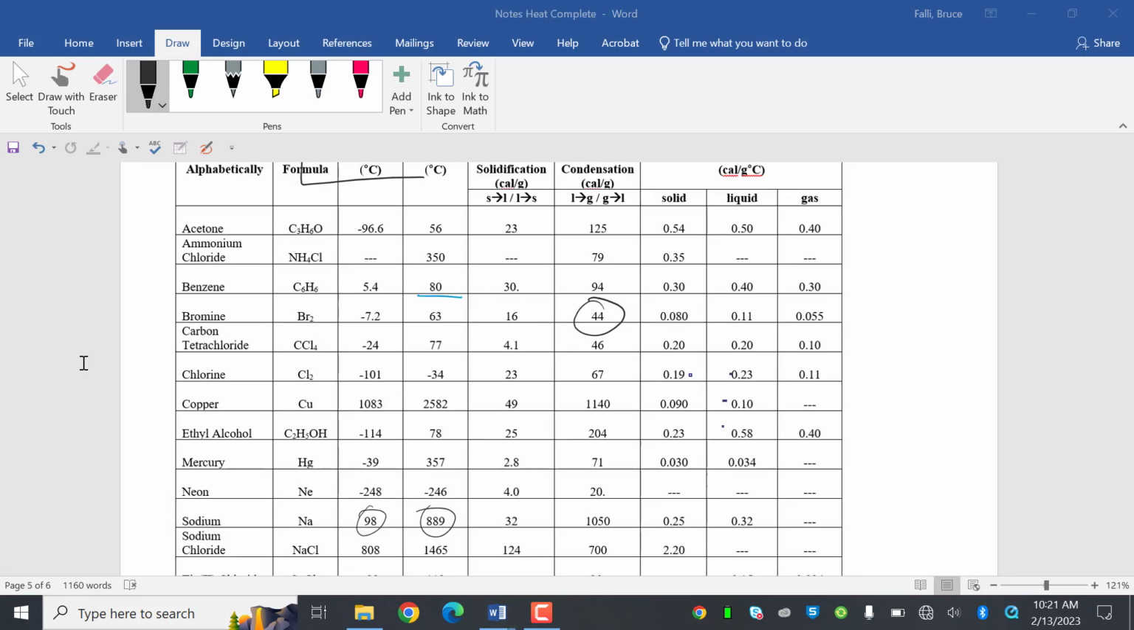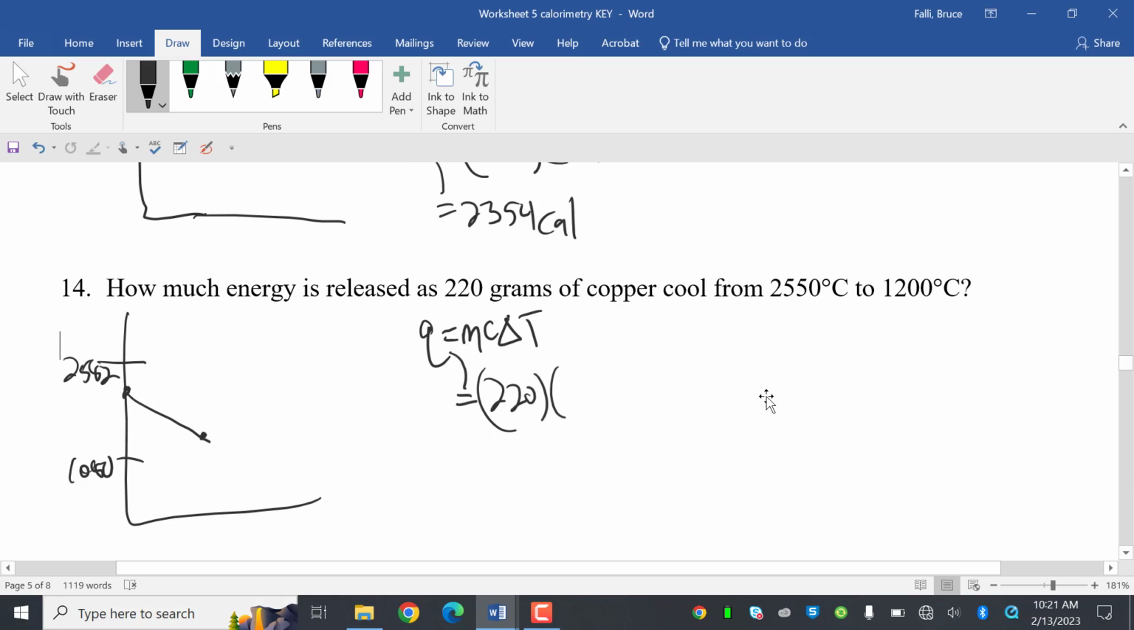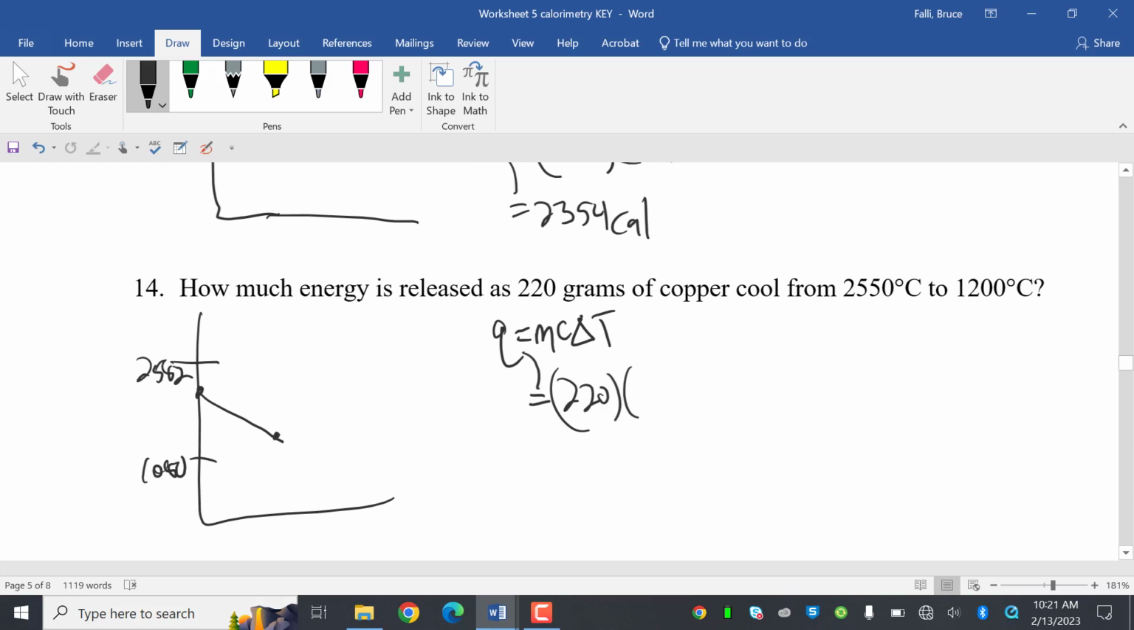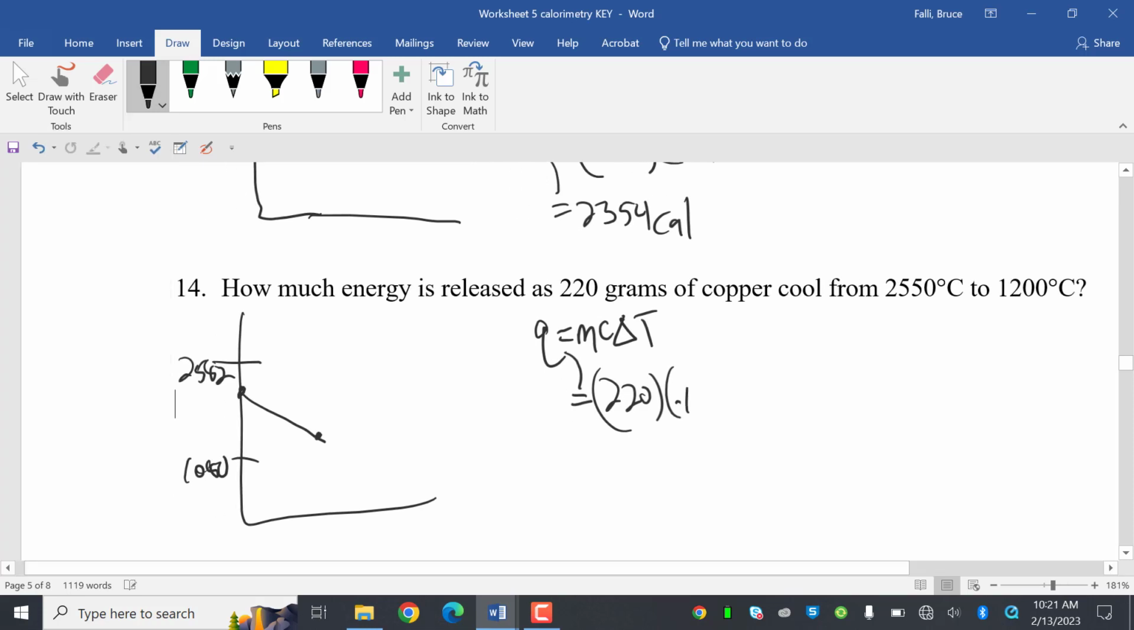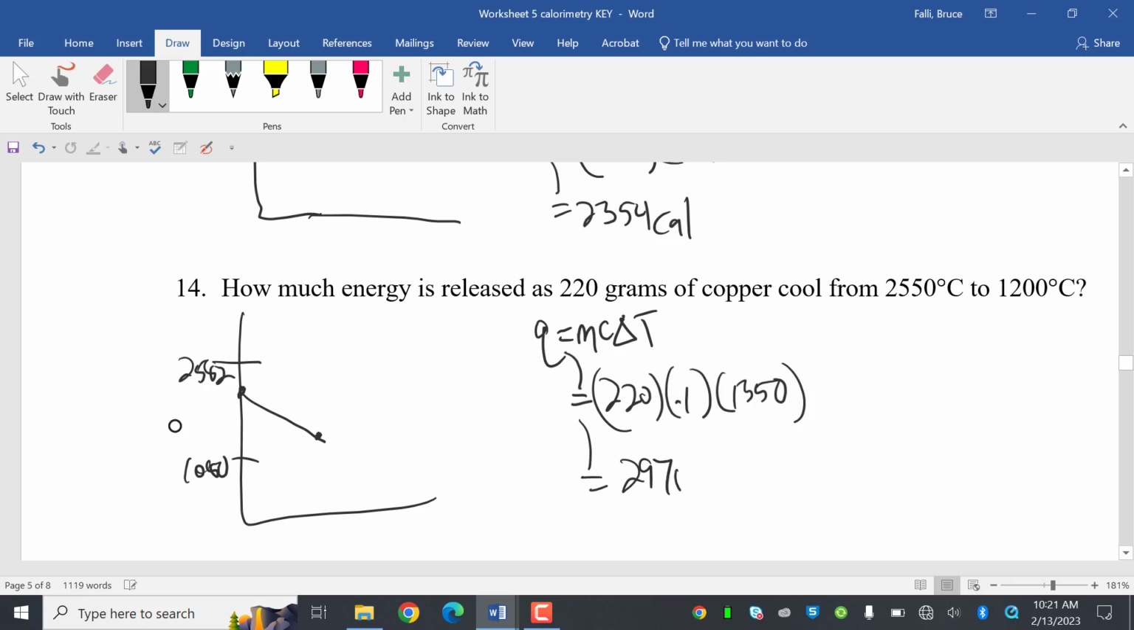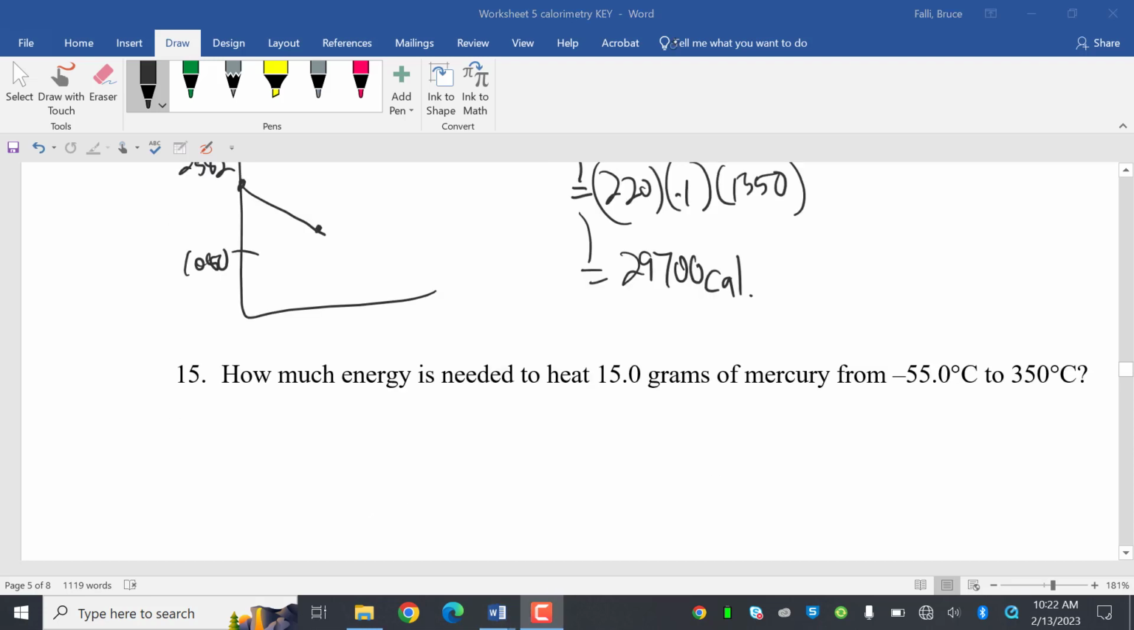Specific heat of copper is, it's liquid. No, I'm in the middle, right? Yeah, it's liquid copper is 0.1. The change in temperature is 2550 minus 1200, 1350. Do the math here. And 220 times 0.1 times 1350 is 29,700 cal. All right, two left.